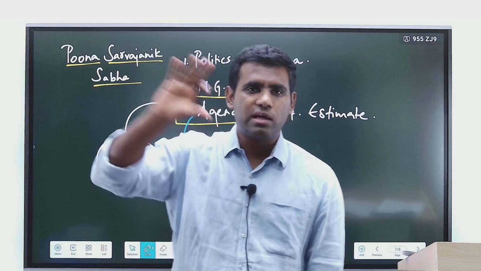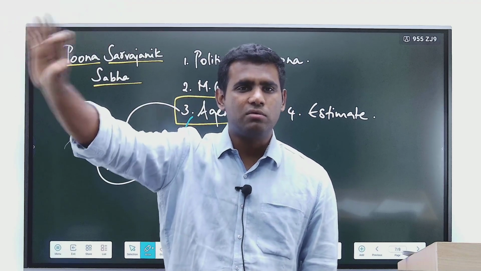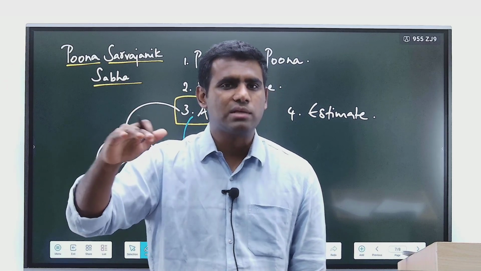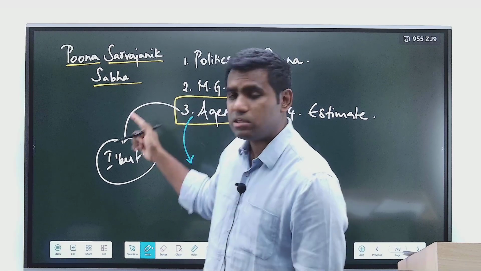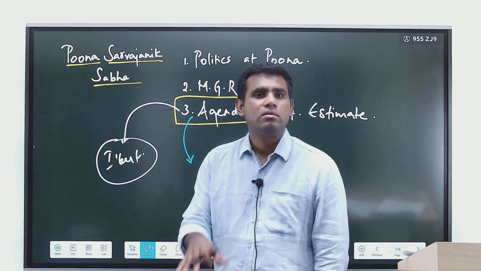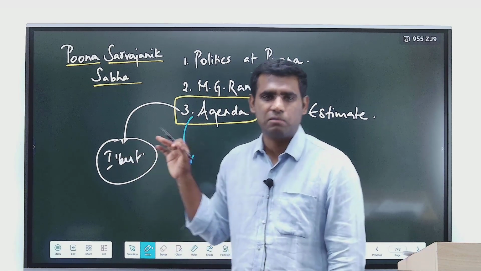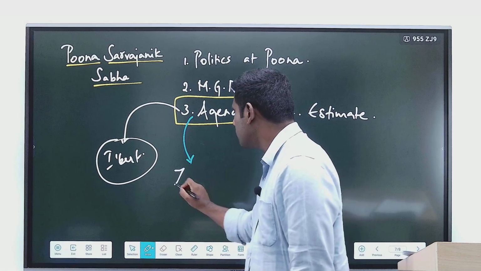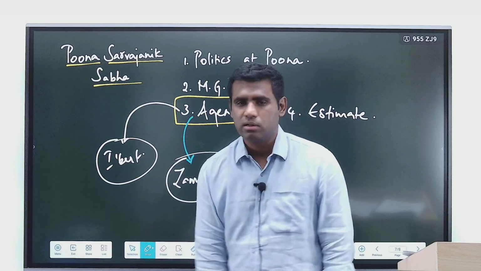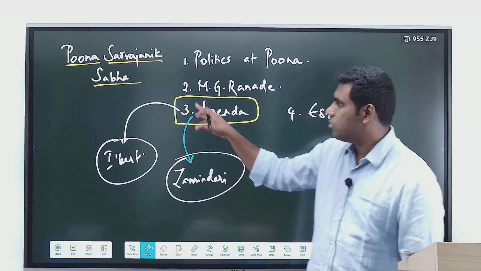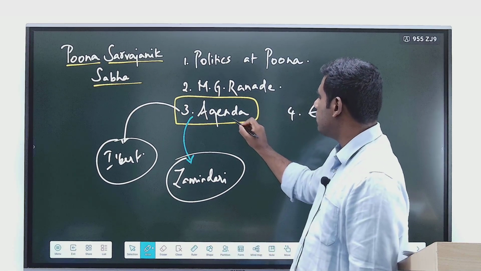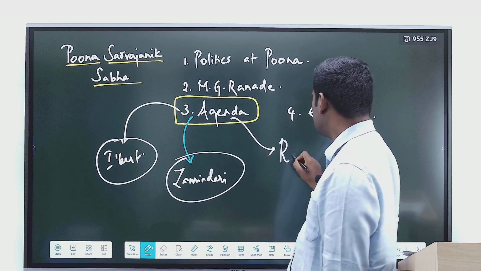So it looked for an example, and it found that the zamindari system in Bengal was an apt example. In Bengal, the zamindari system once for all has fixed the maximum revenue demand. So Poona Sarvajanik Sabha expected such a zamindari settlement to be made for Maharashtra as well, for the Deccan as well, right? So demanding the zamindari system to be extended to Maharashtra, to the Deccan, was another agenda of Poona Sarvajanik Sabha. And not only that, Poona Sarvajanik Sabha was very active with the riots.